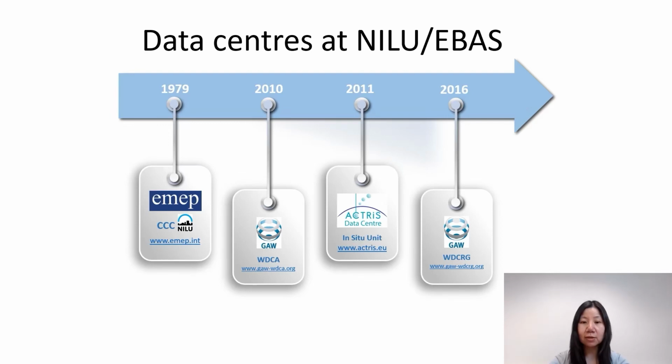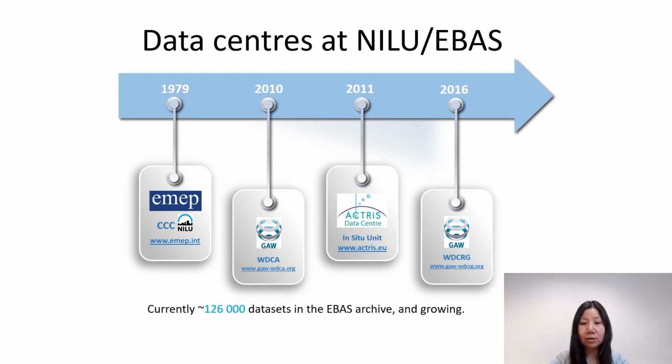In January 2010, the World Data Center for Aerosol was transferred from the Joint Research Center in Ispra, Italy to NILU. Since 2011, NILU has hosted the ACTRIS in situ data center unit for in situ aerosol and trace gas data. ACTRIS is the Aerosol, Clouds and Trace Gases Research Infrastructure. It is the successor to several successful projects such as EUSAAR and CREATE. The ACTRIS data center web interface, which includes a searchable metadata catalog, is also developed and maintained at NILU. In 2016, NILU also took over the responsibility of the World Data Center for reactive gases after the Japan Meteorological Agency.